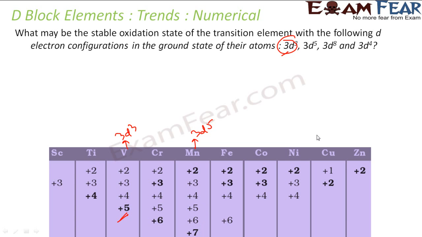3d8 is nickel, and for nickel +2 is the oxidation state, and 3d4 is chromium. So for chromium +3 and +6 is the stable oxidation state.